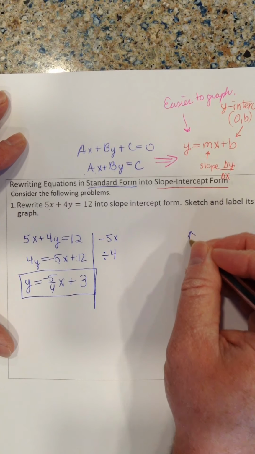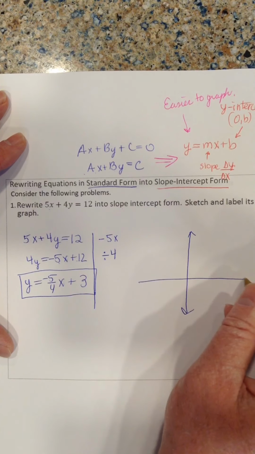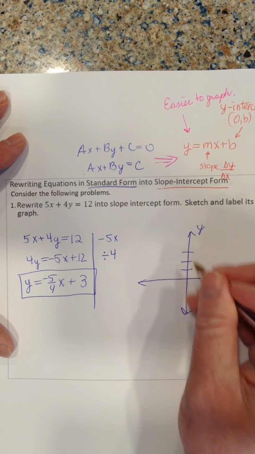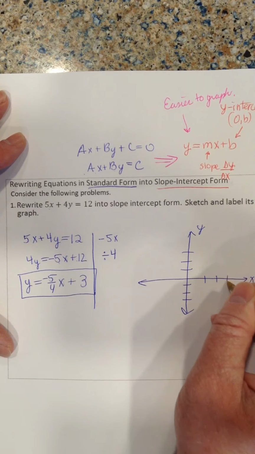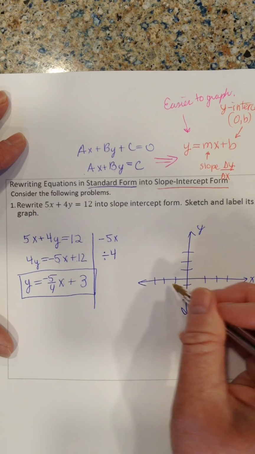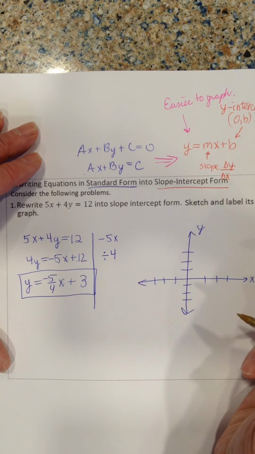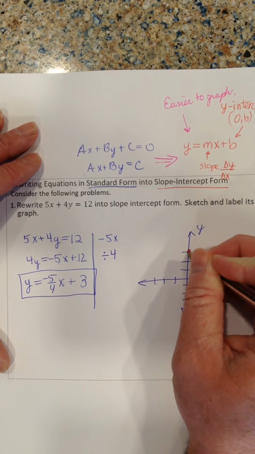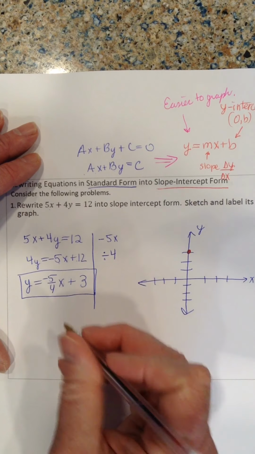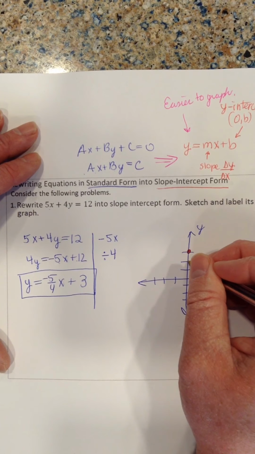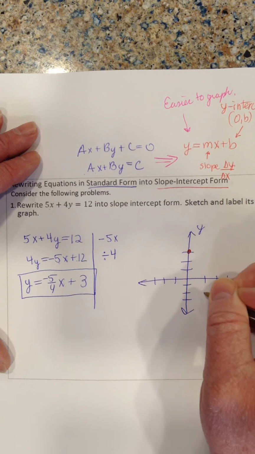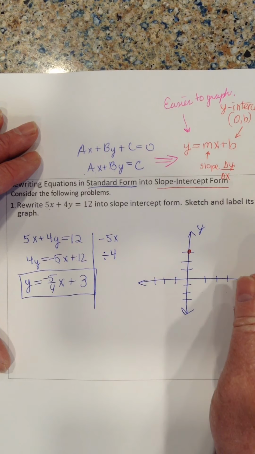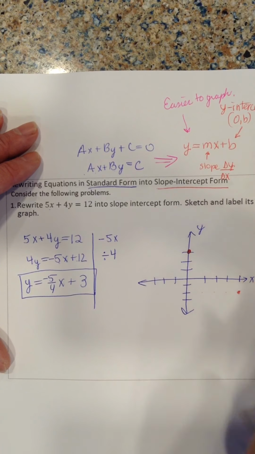I'm going to sketch the graph here, and I'm going to label my axes x, y. I'm going to do like 3 tick marks on each of the positive and negative x and y axes. I'll switch colors here. My y-intercept is 0, 3, and my slope is negative 5 over 4, right? So I go down 1, 2, 3, 4, 5, and over 1, 2, 3, 4. I'm going to just add another tick mark there, so I'm going down 5 over 4.